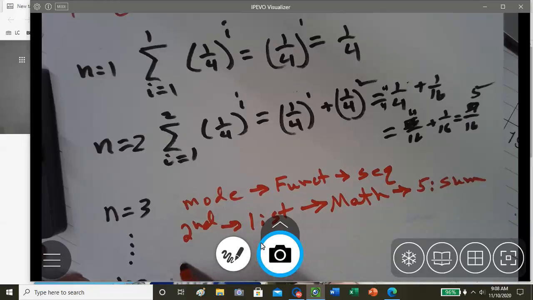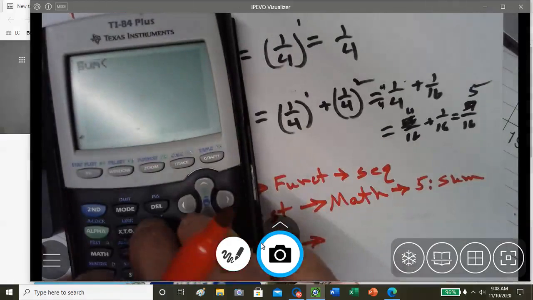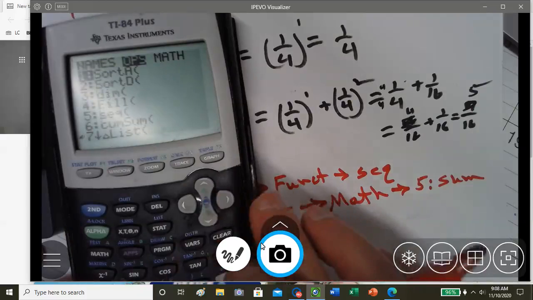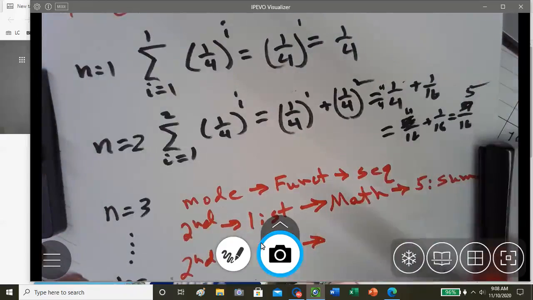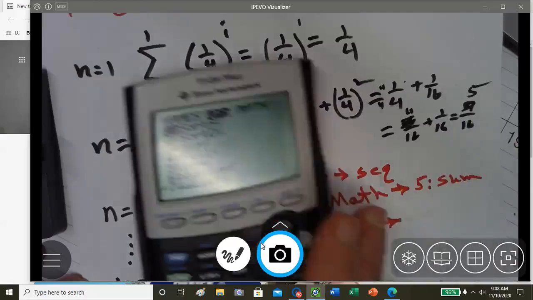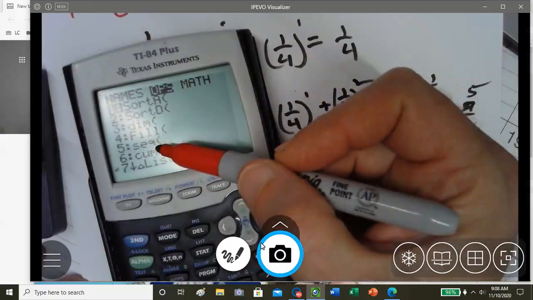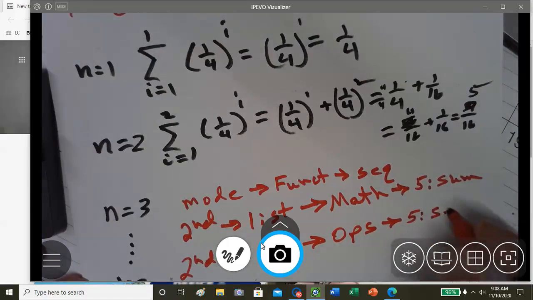Now we want to go back to second and list, and this time instead of math, we're going to go to ops. So we don't select math, we select ops. And this time we're going to go to 5, which is sequence.